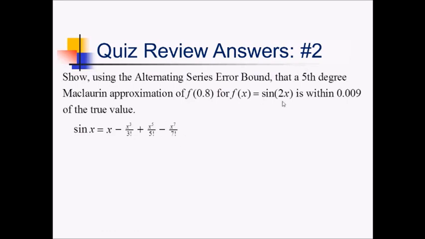Okay, now we need to transform this thing. So sine of 2x, that's just plugging 2x in for all these x's. So x becomes 2x. x cubed is going to become 8x cubed, and then we'll have the minus and the 3 factorial still. This next term, we now are going to have 32x to the 5th over 5 factorial. Finally, we have minus, what's 2 to the 7th? That's 128. So 128x to the 7th over 7 factorial. All right, so the next step, they want us to use alternating series error bound.